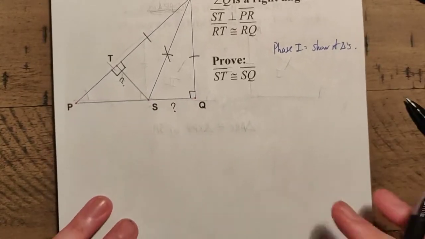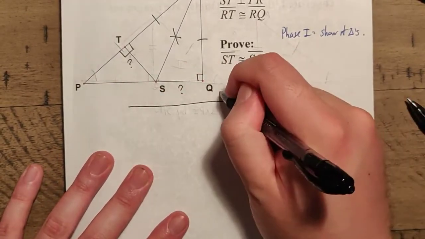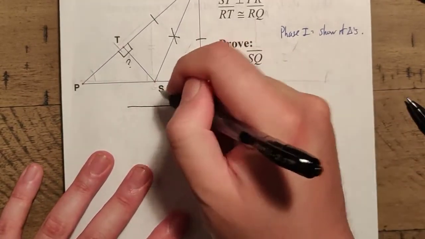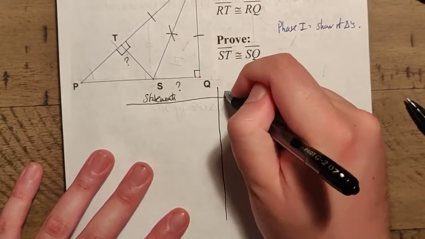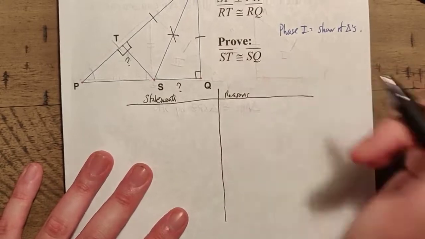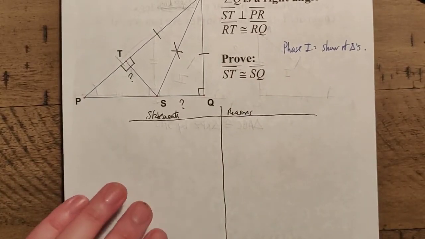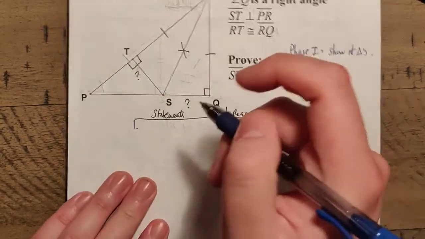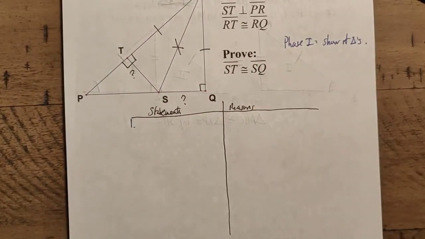So let's go ahead and write this one out. I'm going to write the phases in different colors so you can see what's happening. Here are the statements, and here are our reasons. I'm going to write this in two-column form. The first half of my proof is going to be devoted to showing that we have right triangles. What do we know about right triangles? They're triangles that contain right angles, so all we have to do is show that we have right angles.